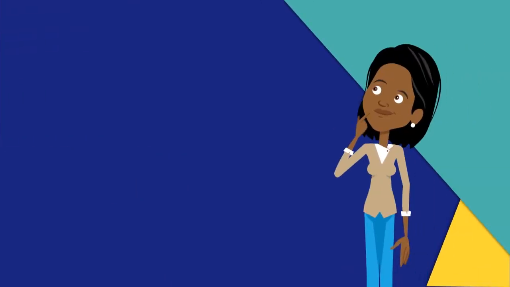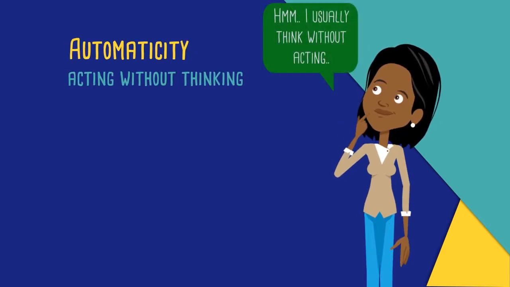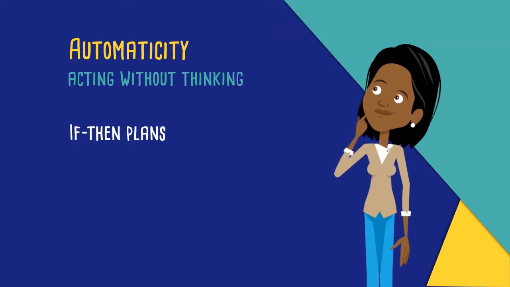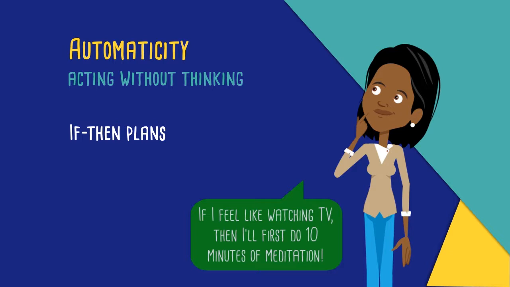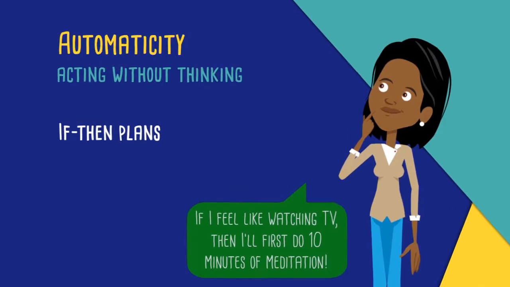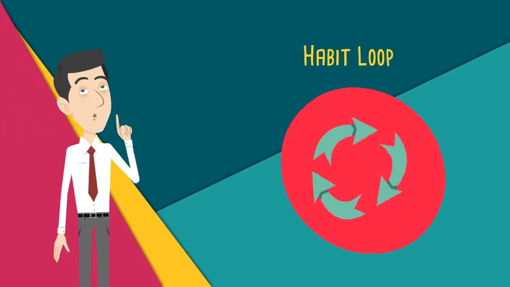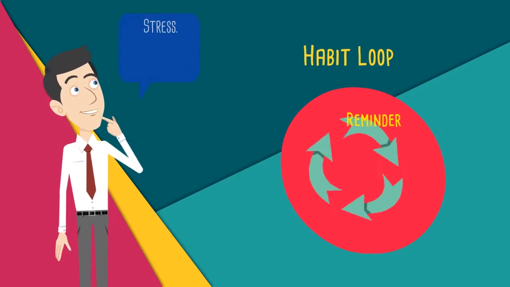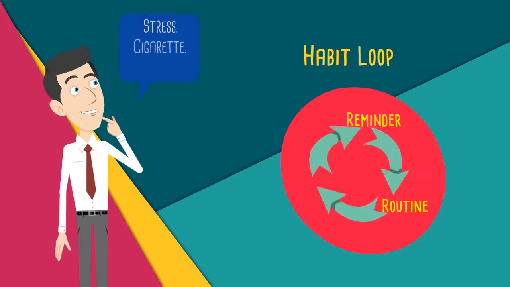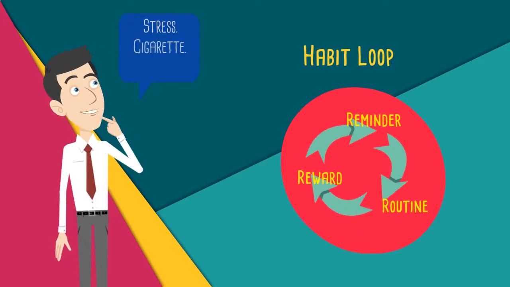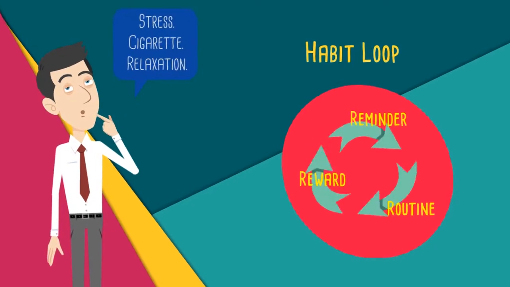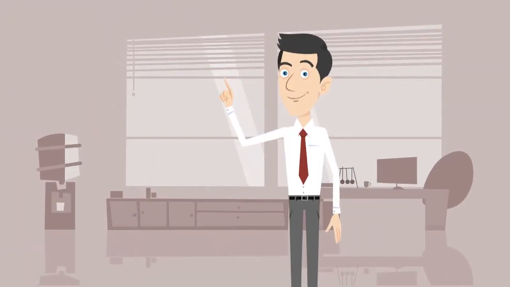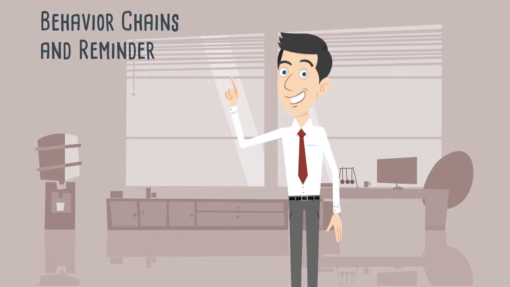The key word to understanding habits is automaticity, acting without thinking. To make or break a habit using automaticity, we need if-then plans. If X happens, then I'll do Y. Habits are formed by the habit loop. This loop consists of the reminder, the trigger of the behavior, the routine, the behavior itself, and the reward, the benefit of the behavior. To break or develop a habit, create behavior chains and a reminder.